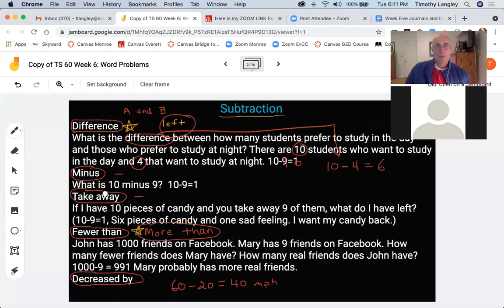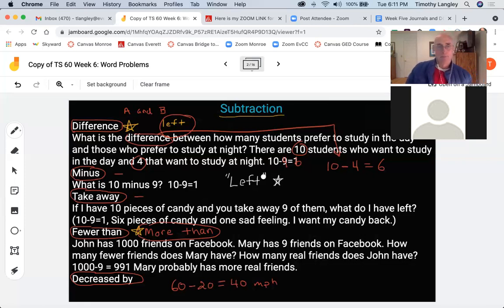Or take the phrase take away. If you take away such and such from how much money Walter has in his wallet, what's left? By the way, I want you to add this to your notes. This word right here is a big one. How much is left? When you see the word left, put a star by that one. That's a very common subtraction keyword.